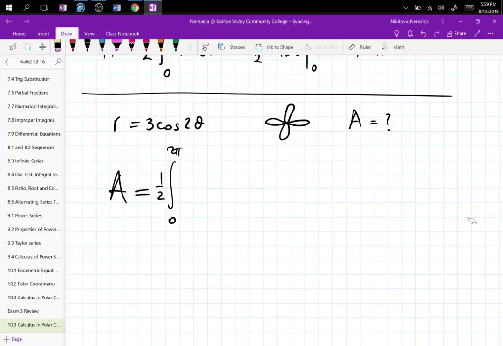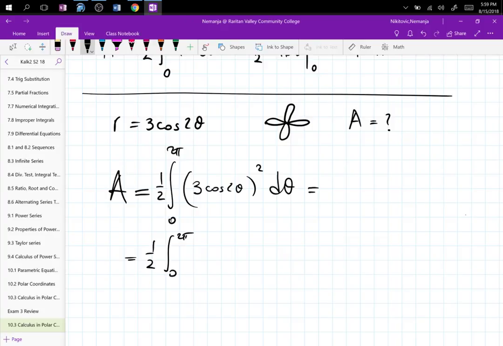And then we want to take our 3 cosine 2 theta and square the entire thing because it's r squared. And then we have d theta. So now, to calculate this, we have 1/2 integral 0 to 2 pi. 3 squared is 9, so it's actually 9/2 outside. And you have your cosine 2 theta squared d theta. What is the only way to integrate? Yes? The half angle thing?